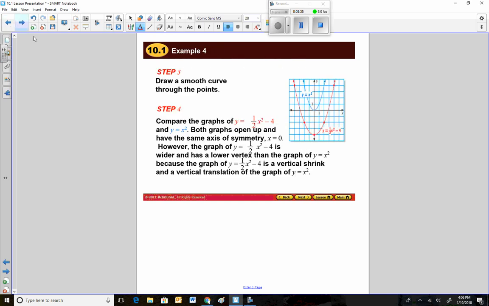Oops, let's go back. Here's the picture. Notice what happened. The 1/2 caused it to get wider. This -4 caused it to drop 4 spaces. All right, so that would mean it has a translation down 4 and a shrink by a factor of 1/2.